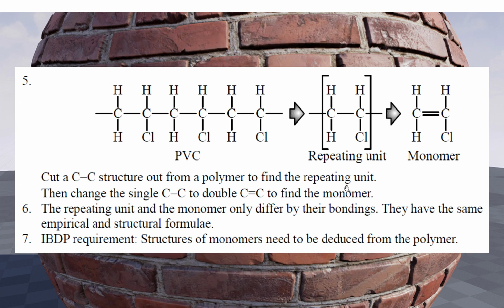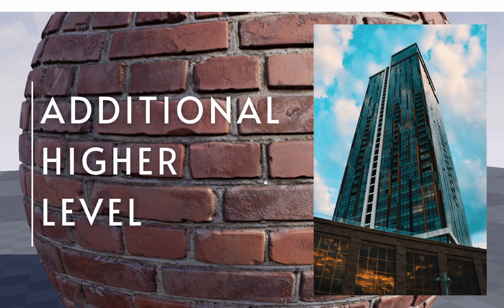And backward engineering: you're required to find out the structure of the monomer from the polymer. So first find out the repeating unit, and then replace the single C-C bond with a C=C double bond, and you can find out the monomer. So easy, right? Addition is easy.